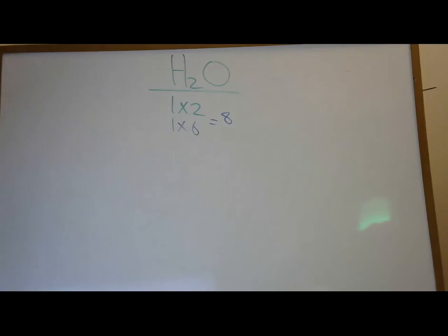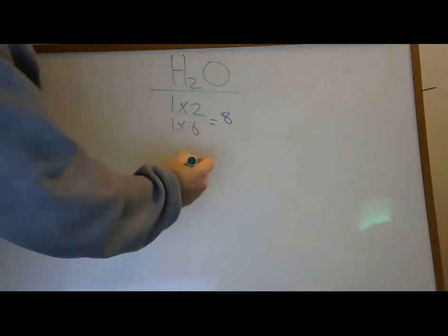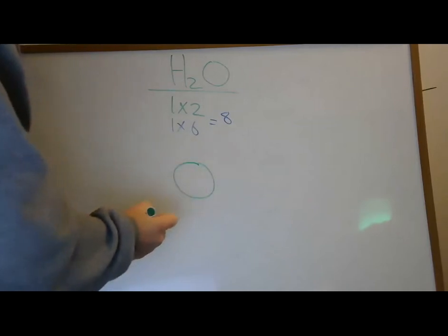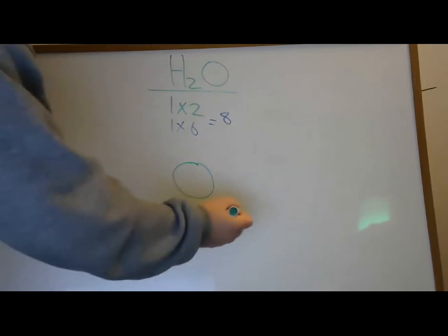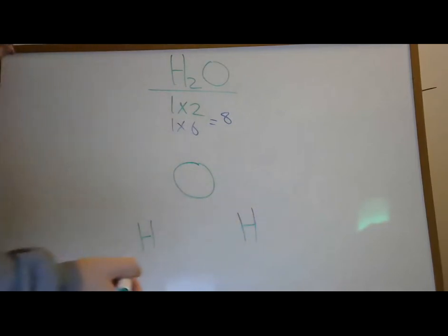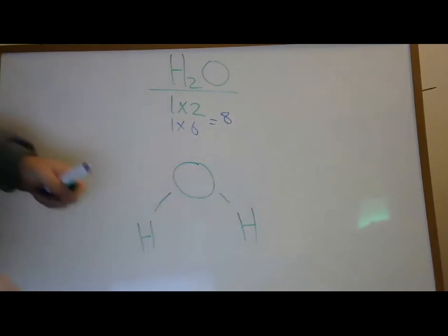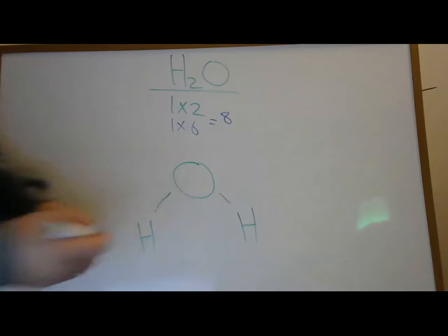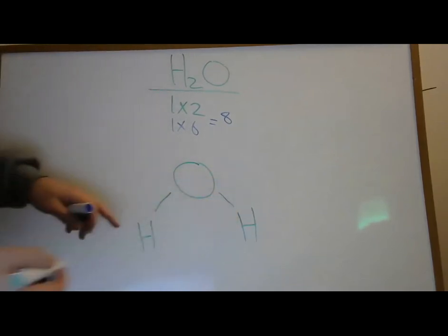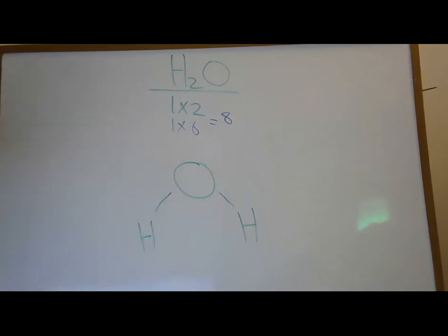So oxygen goes at the top, hydrogen down here. So we put our bonds. We can also, for ease, just draw a line, and you'll get the same, it indicates the same thing, a pair of electrons bonding.